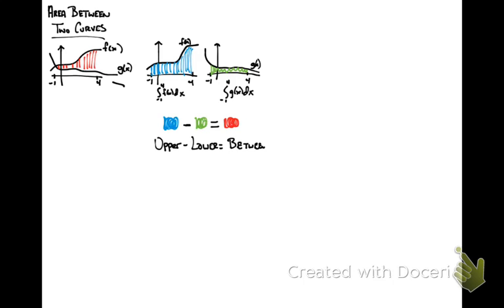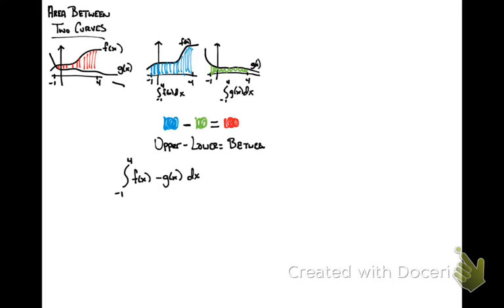So, to answer the initial question, what is the area between the two curves? The integral we would need to consider is the integral from -1 to 4 of f of x minus g of x dx. And this is irrespective of orientation, right? If g of x was below the x-axis, it would not change anything. So if you want the area between two curves, there's always the upper minus the lower.